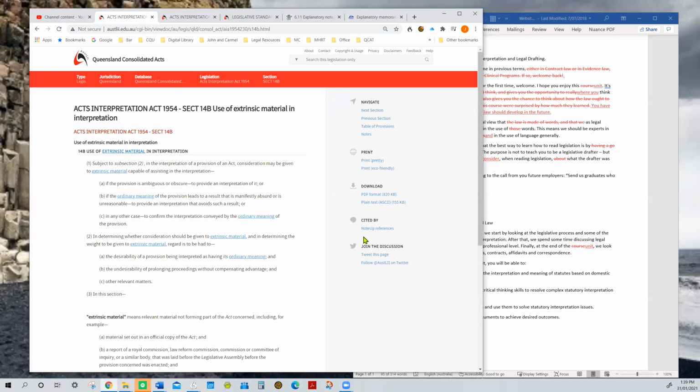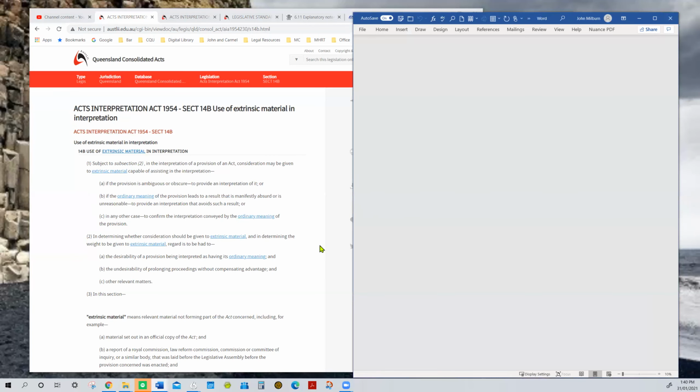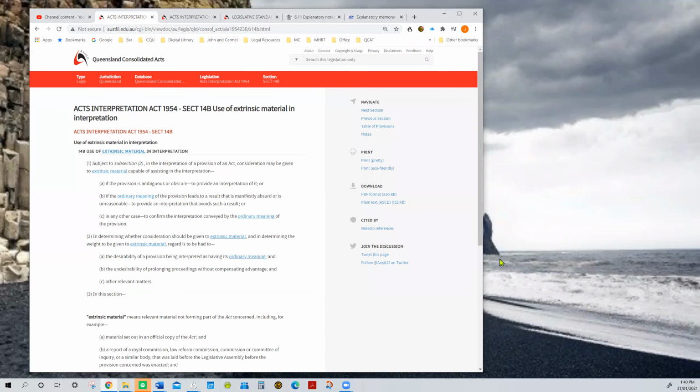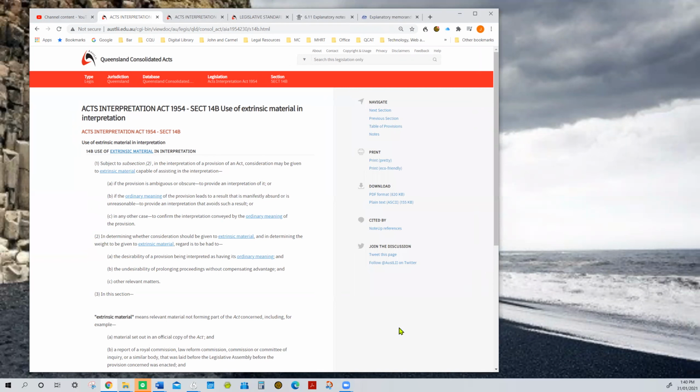I've mentioned a couple of times now the way in which you use intrinsic material, that which is contained within, and extrinsic material, that which is contained without, in interpretation. Section 14B, a lot of these sections have counterparts in the Commonwealth Interpretation Acts as well, is right on point because it talks about how to use extrinsic material in interpretation. And it talks about considering the use of extrinsic material in ways of assisting interpretation.